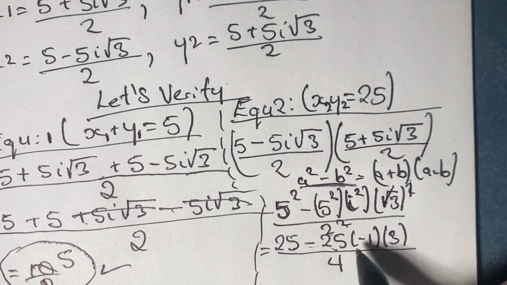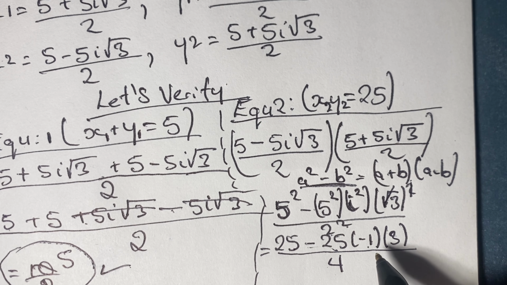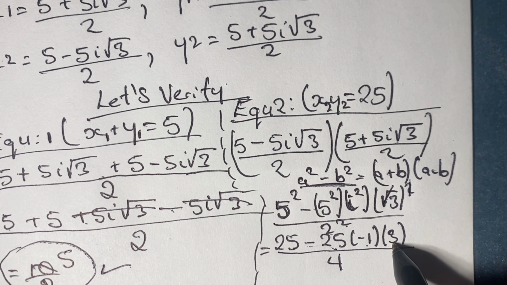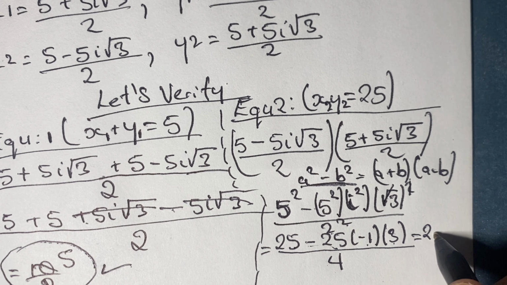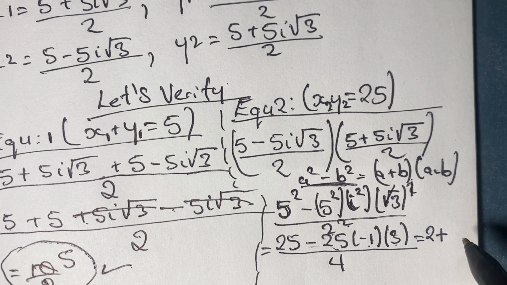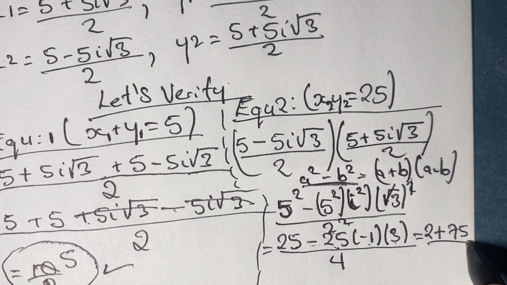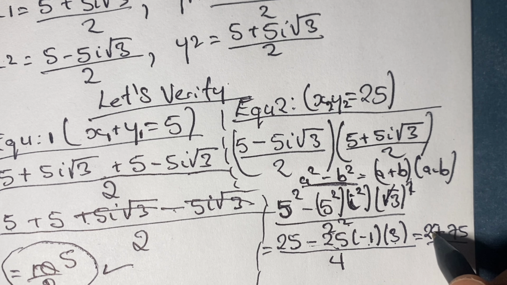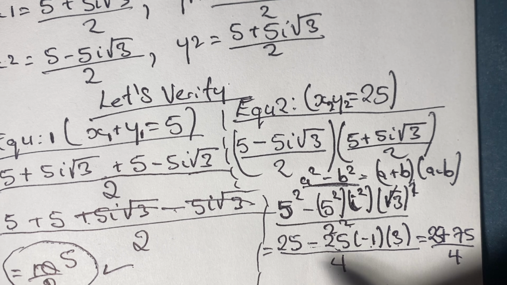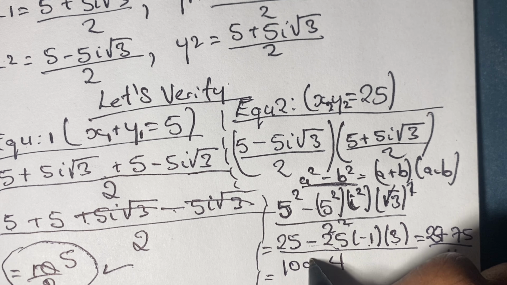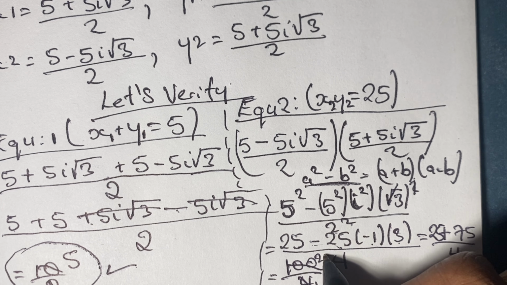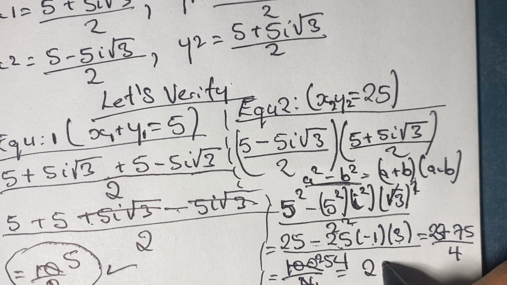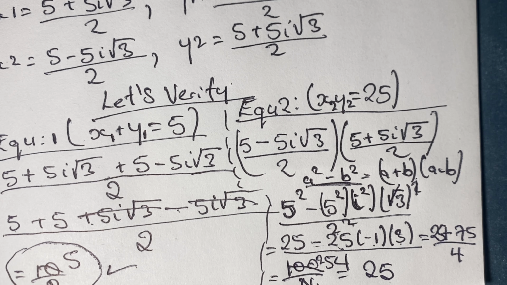Now in having this, we'll use what we call the order of operations. So what that means is that what we have here evaluates as 25 plus 75 all over 4. Now 25 plus 75 gives us 100, so we'd have 100 over 4. And 4 into 100 gives us 25. And now there we have it. Our solution is verified using equation 2.